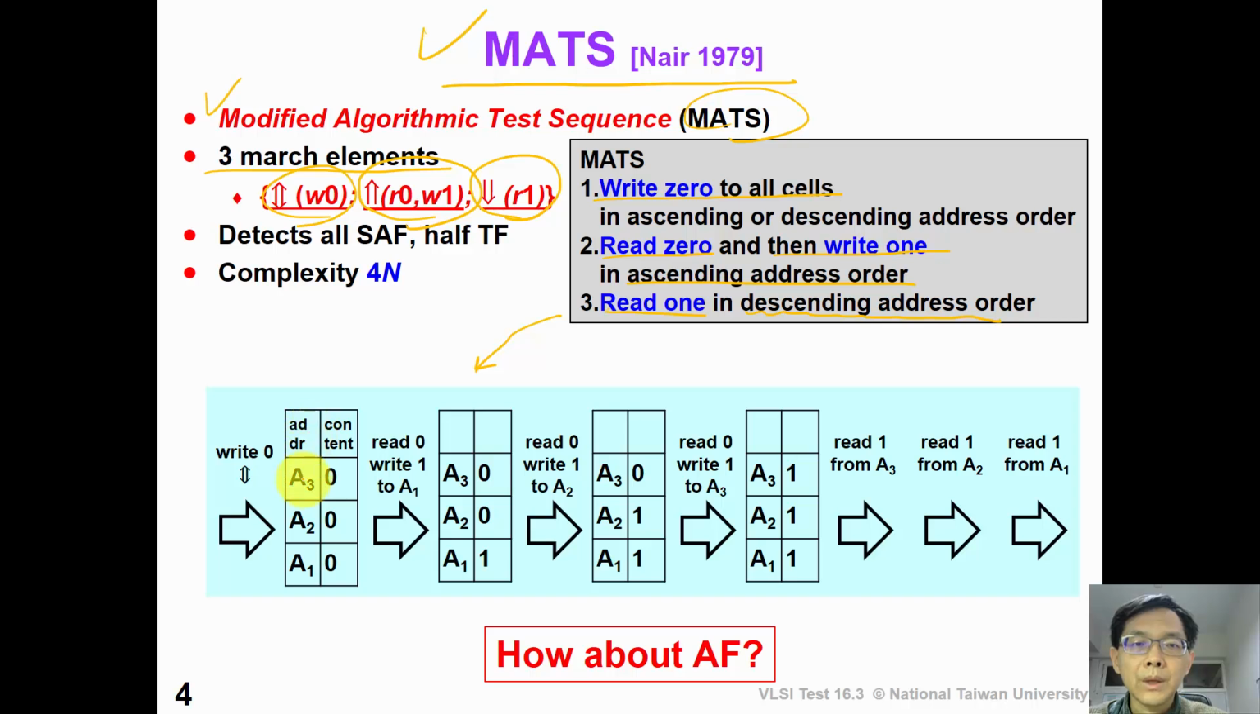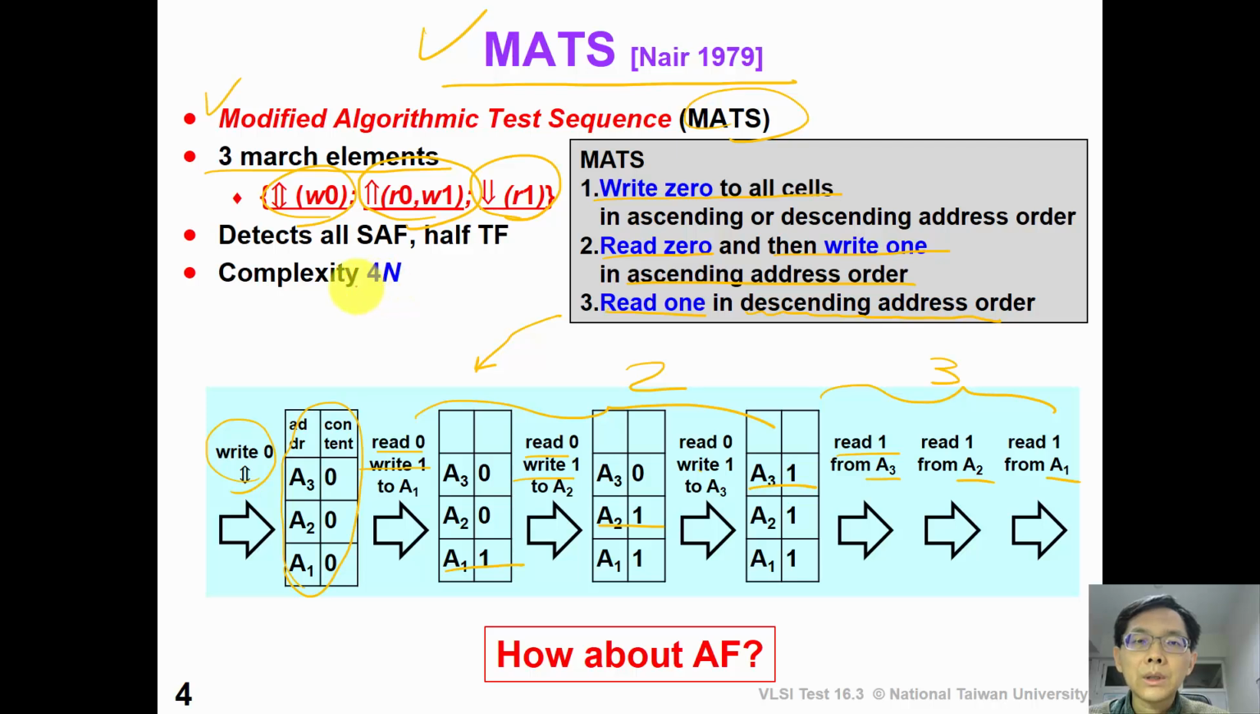So this March test can be illustrated in this figure. After we have written 0 to all the cells, now the memory is like this. And then we start the second March element. We read a 0 and then we write a 1 to address A1. And then we read 0, write 1 to A2 and A3. In this way, we finish the second March element. In the third March element, we read the 1 from A3 and then A2 followed by A1. In this way, we finish all the March tests.